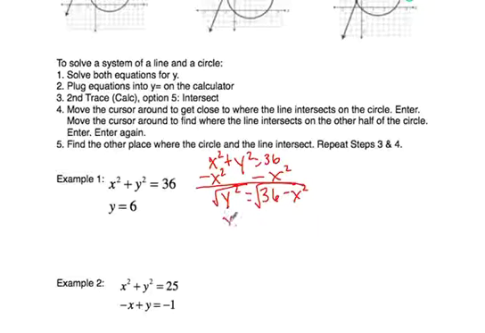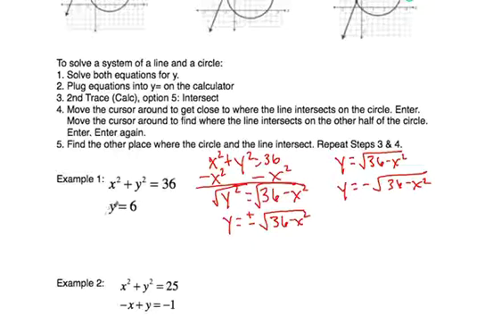When you do that, you end up with y equals, because you square rooted both sides, a plus and a minus, the square root of 36 minus x squared. This plus and this minus mean that you have 2 parts to that. You have y equals positive square root 36 minus x squared, and you have y equals negative square root 36 minus x squared.